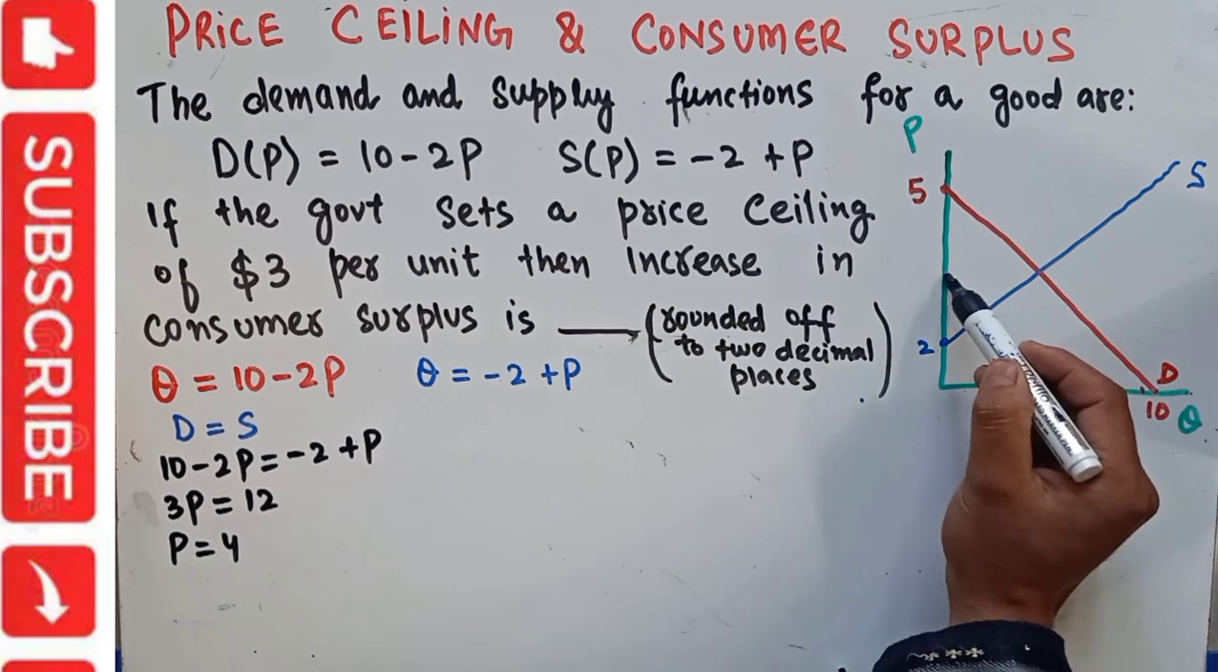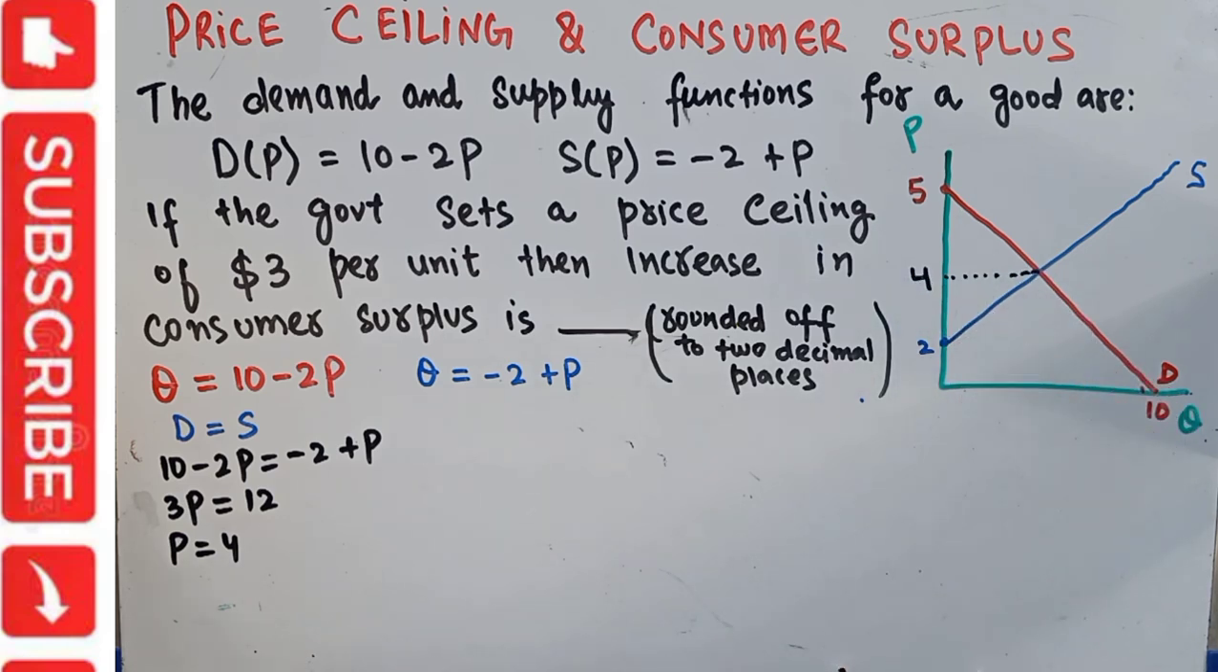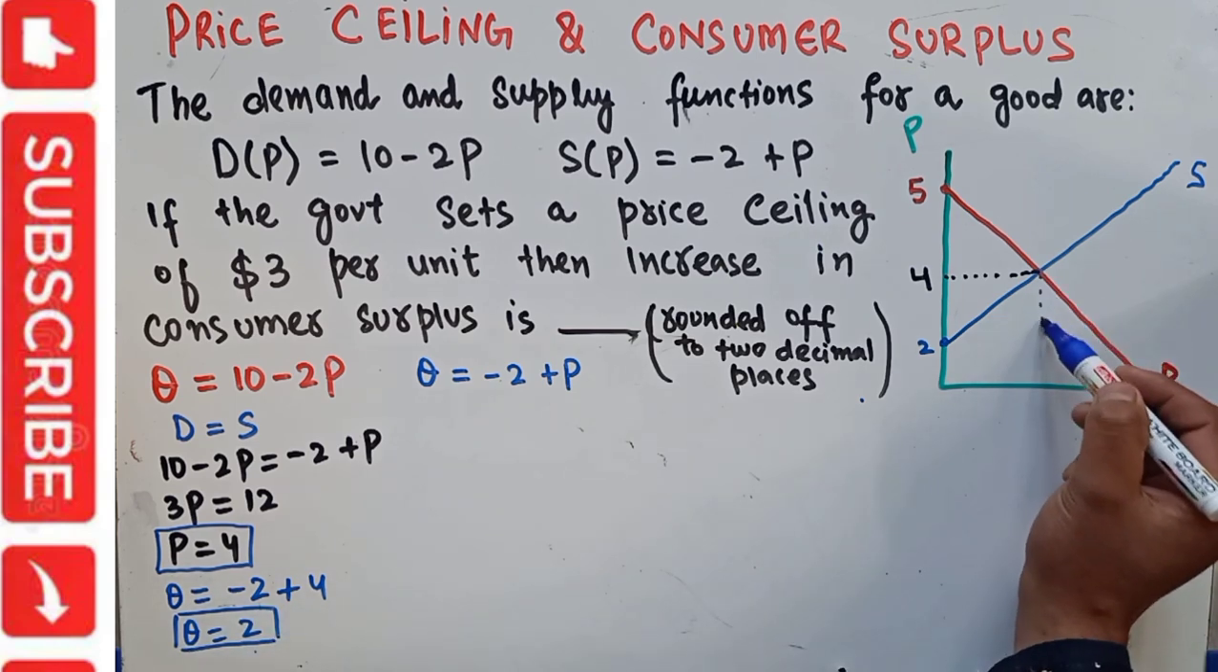So initially the equilibrium price is 4, and the quantity supplied or demanded when P is equal to 4: simply plug P is equal to 4 into either the demand or supply function. Let's plug it into the supply function. That means quantity supplied or demanded will be equal to minus 2 plus the equilibrium price, which is 4, which gives us Q equal to 2. So we got the initial price and quantity. Here it is 2.